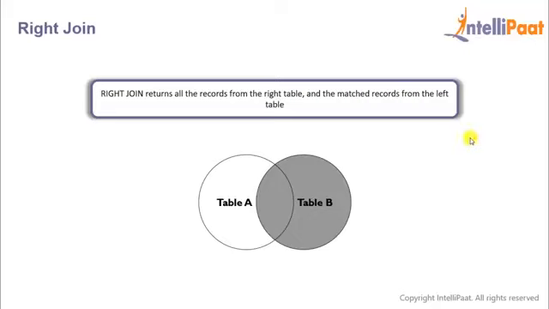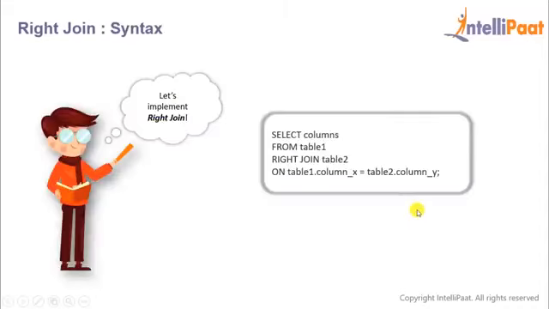So the right join basically returns all the records from the right table and only the matched records from the left table. If we take table A and table B, then applying right join on these two tables would give us all the records from table B and only the matched records from table A. So let's have a look at the syntax.